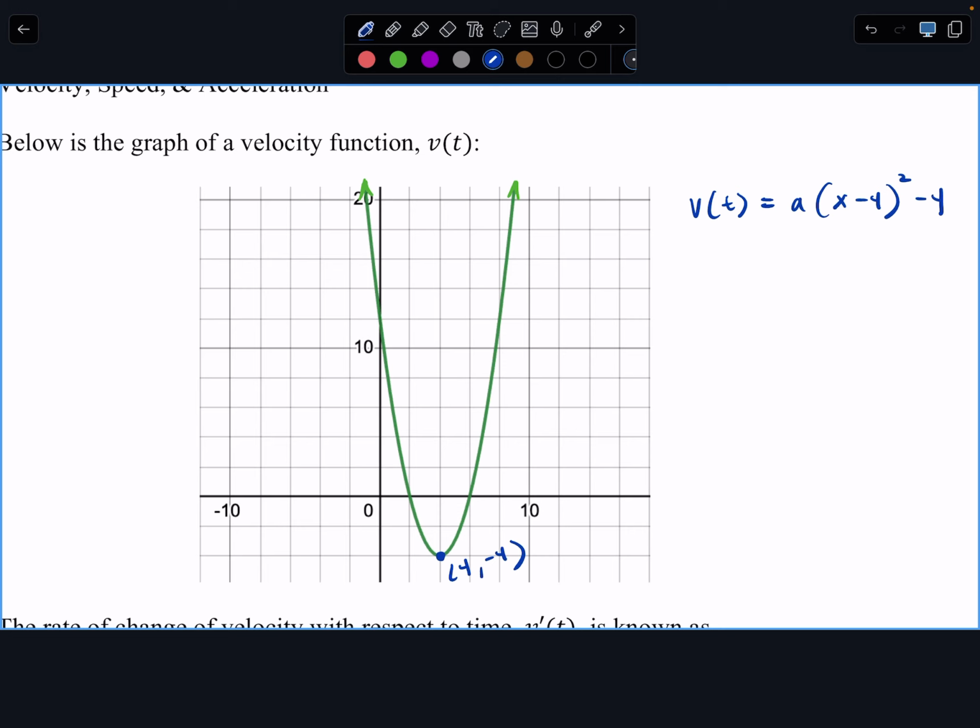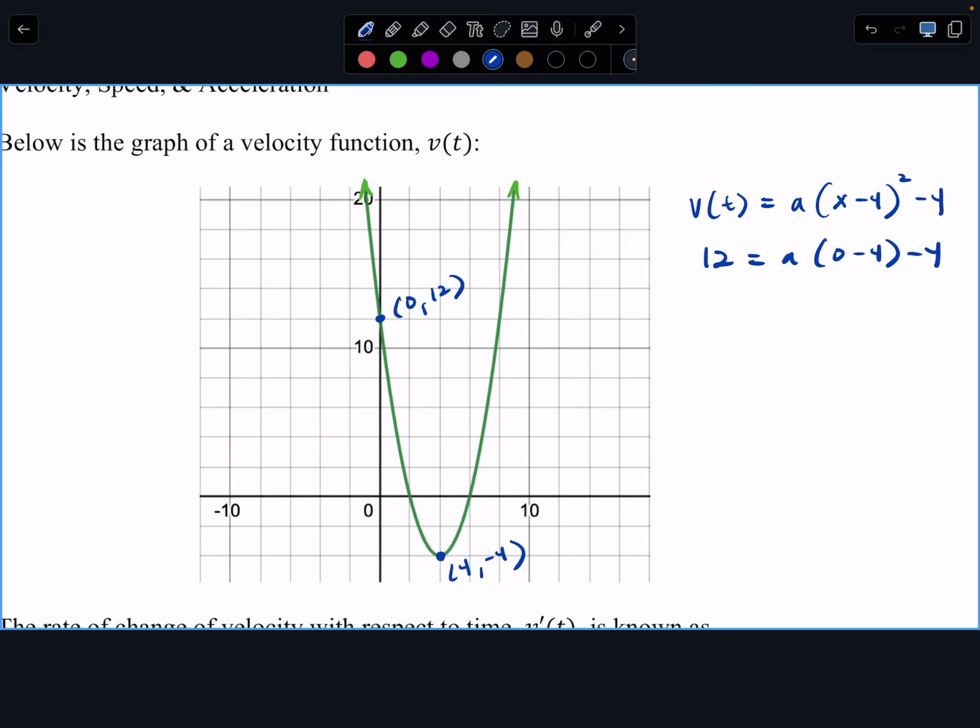You also could have thought about plugging in another point. Like this is the point 0, 12. If you were to plug in 12 and then 0, or there are other values you could have plugged in, right?